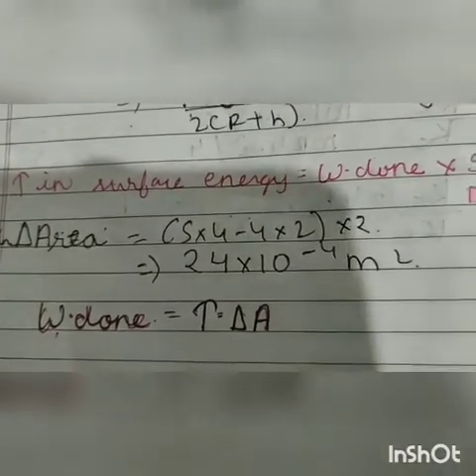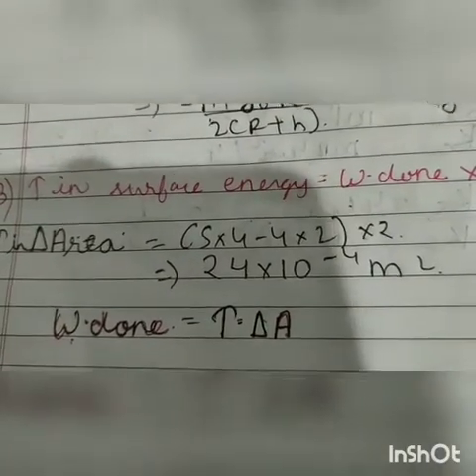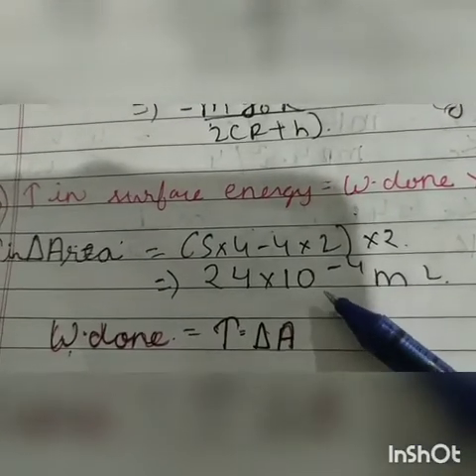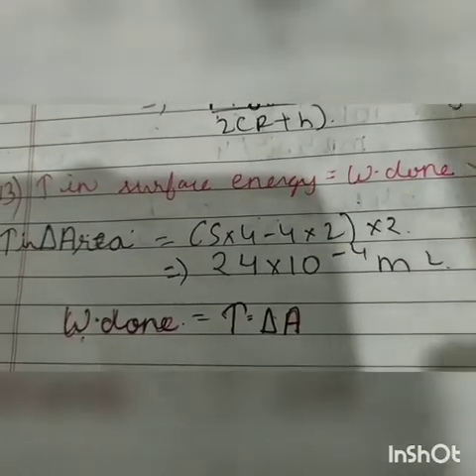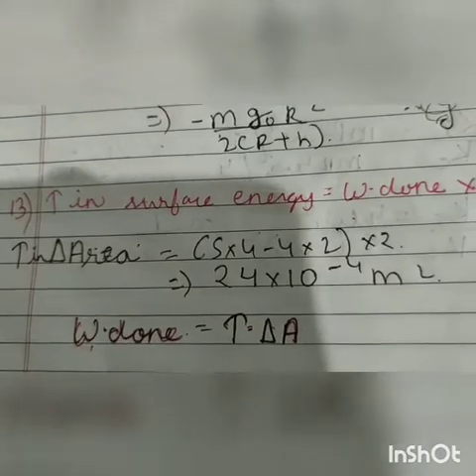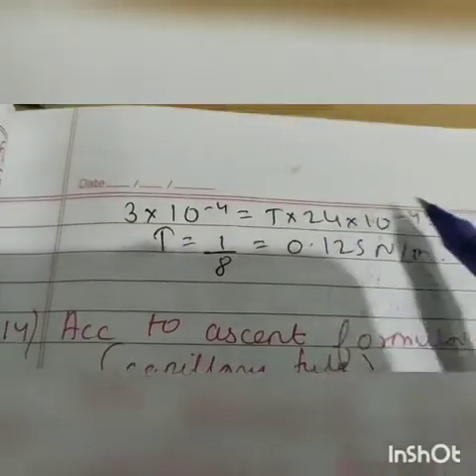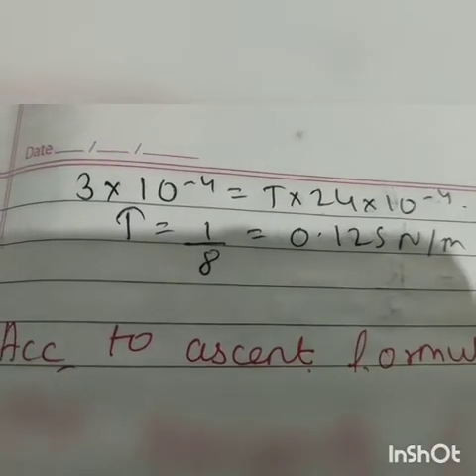As we have two surfaces, we don't have one surface, we have two surfaces. So it comes out to be 24 into 10 to the power minus 4 meter square. So work done is equal to tension into area. So here we will put the values and get tension is equal to 1 by 8. So this is our correct option. 1 by 8 is 0.125 Newton per meter.